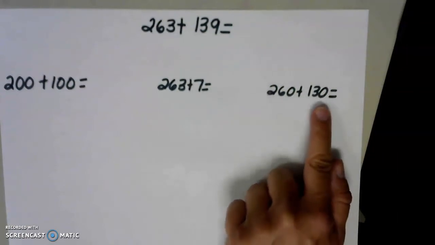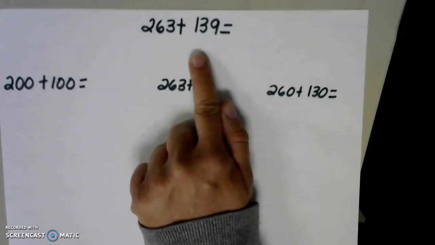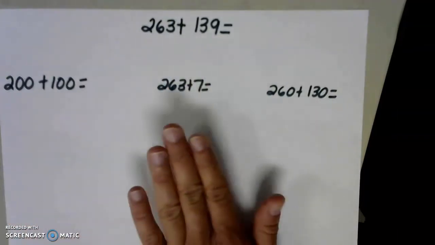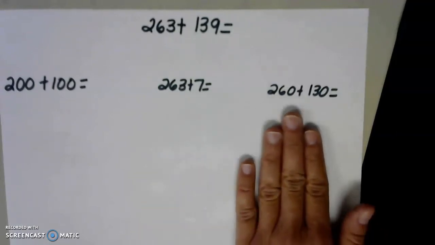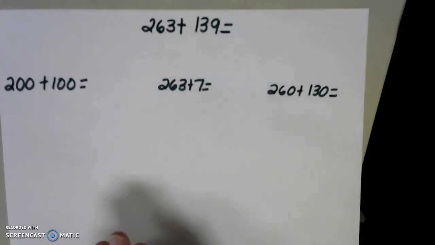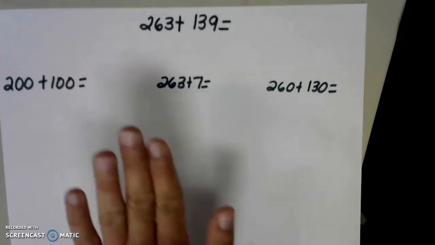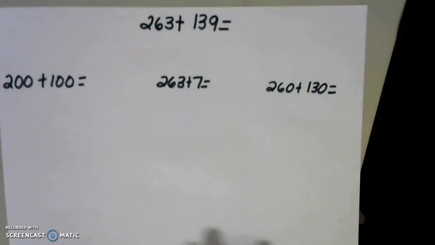You could have used each of these equations to help you solve 263 plus 139. Some people may have preferred to use 200 plus 100. Some people may have used 263 plus 7. Some may have used 260 plus 130 to help them solve. We're going to spend time looking at each of these problems and how it could have helped us come up with a sum for 263 plus 139.